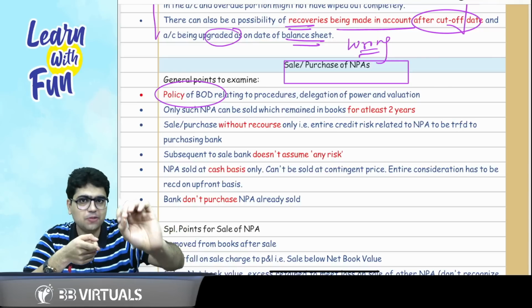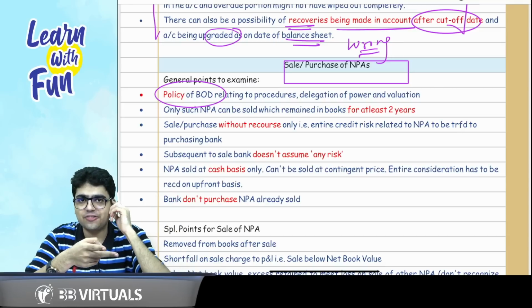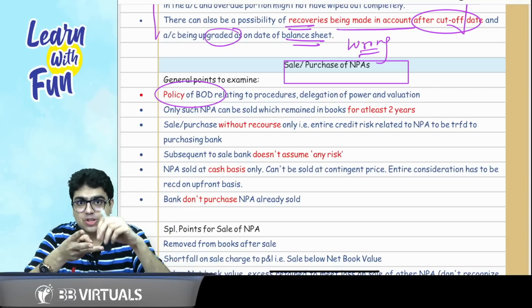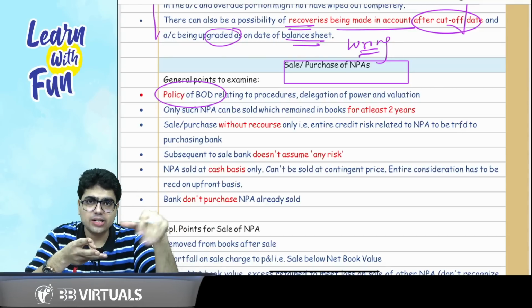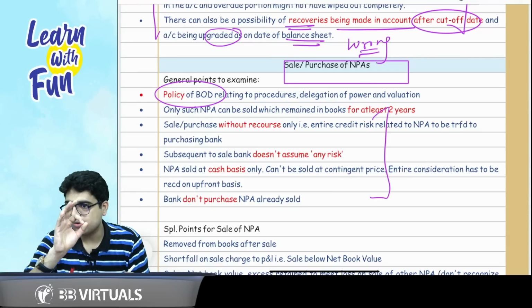Doodh ka jala chhach bhi phook phook ke peeta. That means you have seen that credit is not working in your favor, so you will sell it for cash. Plus, you will not buy it again. Once sold, it is sold. All the risk of that NPA transfers with it. That's all that you need to remember.